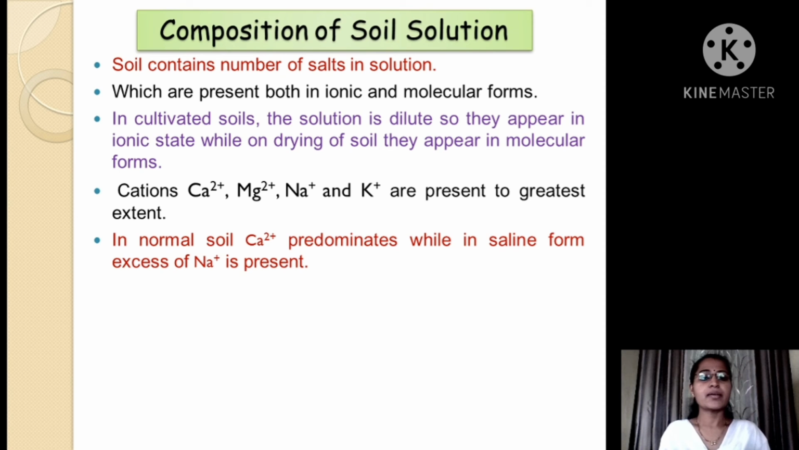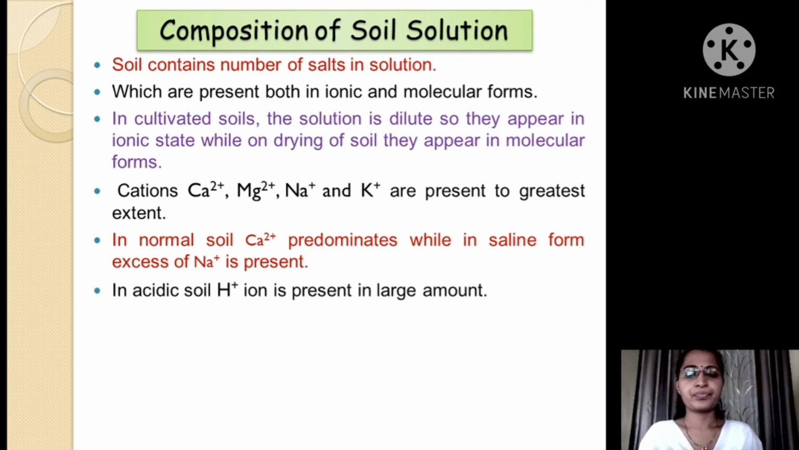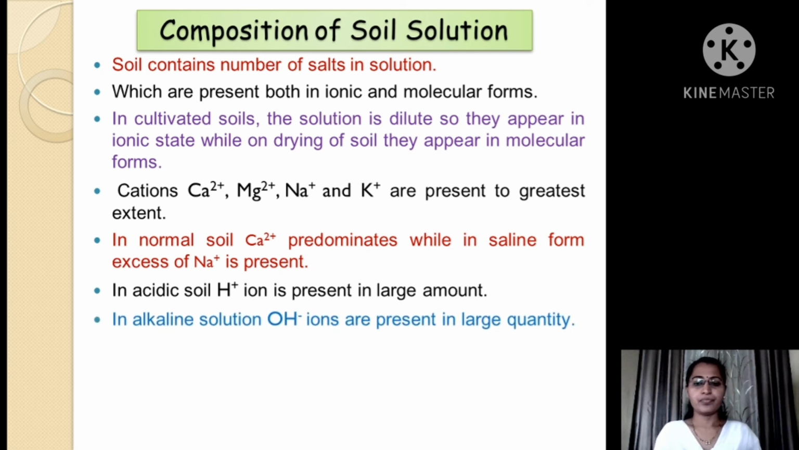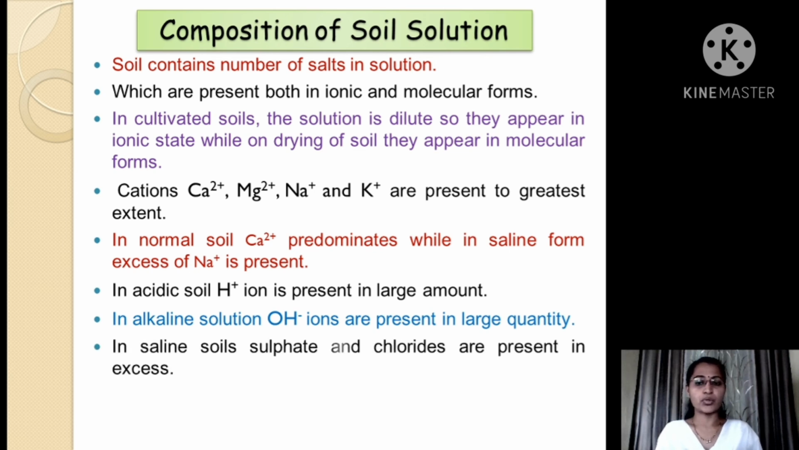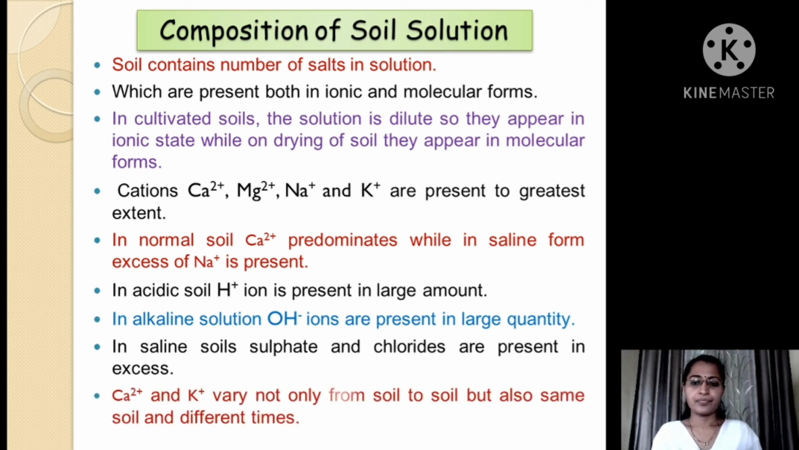In normal soil, calcium 2+ predominates, while in saline soil, excess of Na+ is present. In acidic soil, H+ ion is present in large amount, while in alkaline soil, OH- ions are present in large quantity. In saline soils, sulfates and chlorides are present in excess. Calcium 2+ and potassium vary not only from soil to soil but also in the same soil at different times.